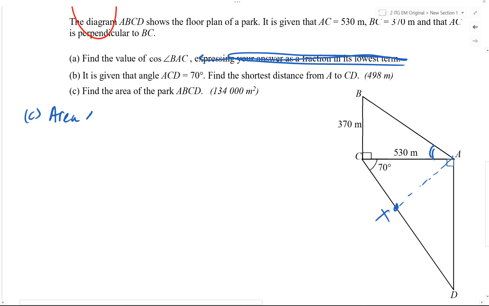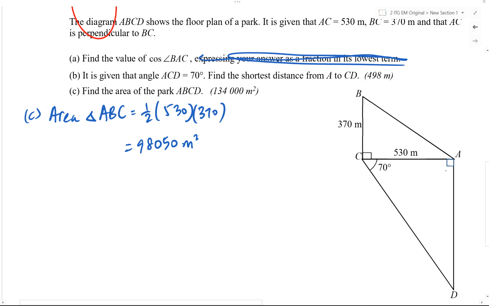Area of triangle ABC, half times 530 times 370. Primary school students also can do half times base times perpendicular height. So we have 98050 square meters. Oh, this is a very big park. Then we've got another triangle, ACD. How many formulas for area of triangle do you know?